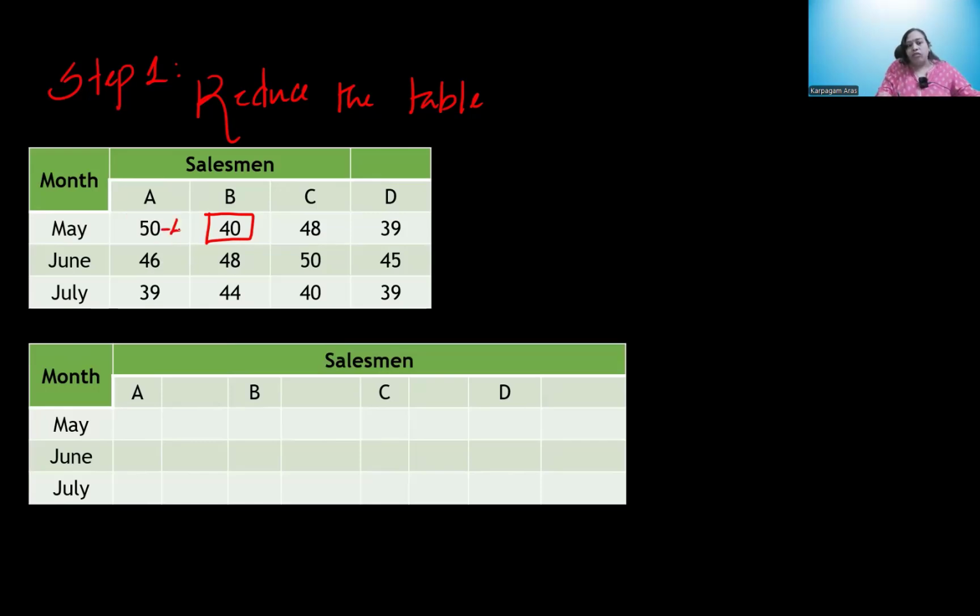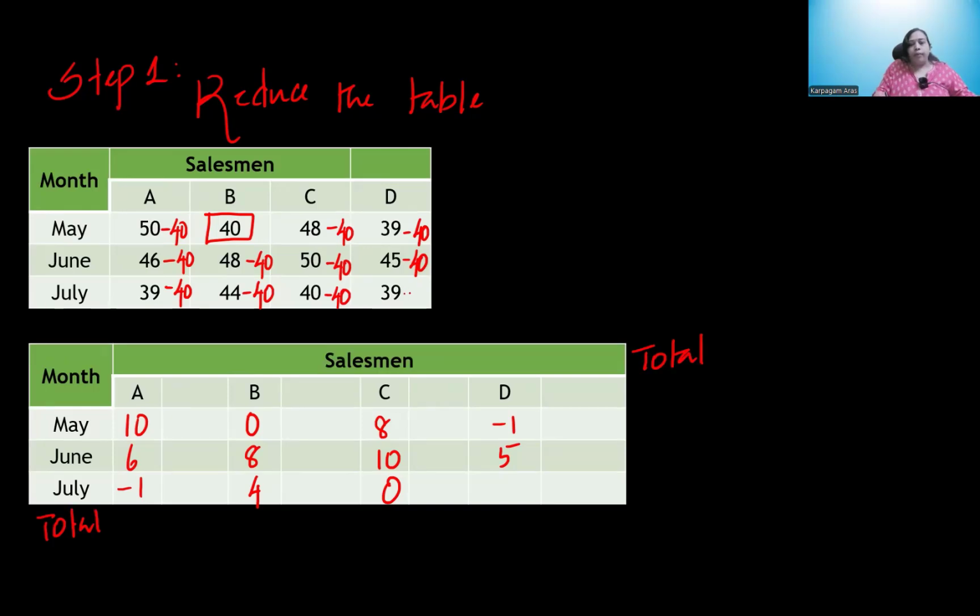Once you have identified it, subtract the number. 50 minus 40, 10. 46 minus 40 will have 6. 39 minus 40, we will have minus 1. 40 minus 40, 0. 48 minus 40, 8. 44 minus 40 is 4. 48 minus 40, 8. 50 minus 40, 10. 40 minus 40, 0. 39 minus 40, minus 1. 45 minus 40, 5. 39 minus 40, minus 1.